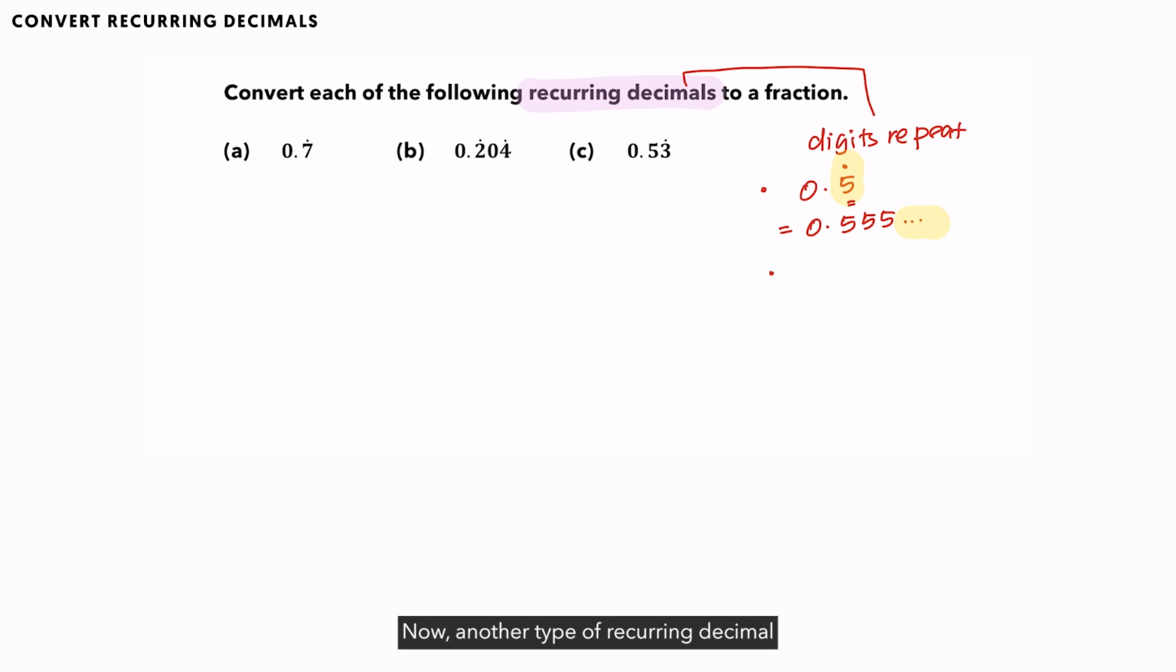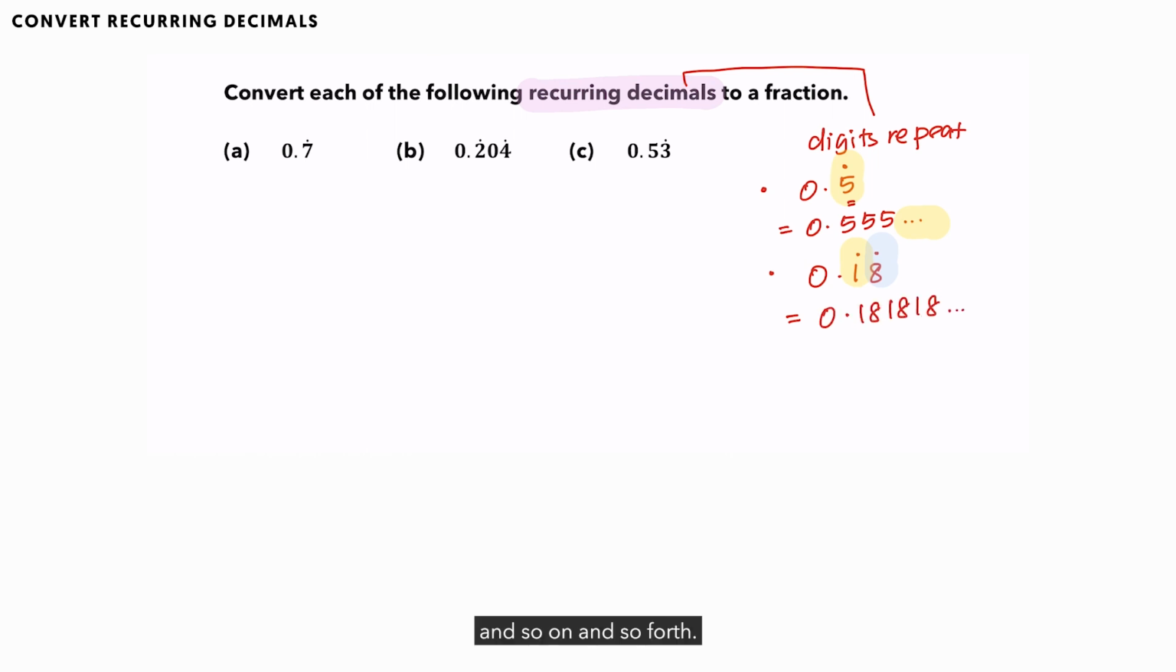Now, another type of recurring decimal can also look like this, 0.18 with a dot above the 1 and above the 8. Now, what does this mean? It simply means that the digit 1 will repeat, which is then followed by the digit 8 that also repeats, and they will take turns to repeat. So if 1 gets its turn, the next turn will be 8, followed by 1 and another 8. So to write down this decimal in expanded form, you will get 0.181818, and so on and so forth. Again, like I've said earlier, it's impossible to write down recurring decimals with all the digits inside. So we are just going to use the 3 dots at the back to indicate that this decimal continues forever.